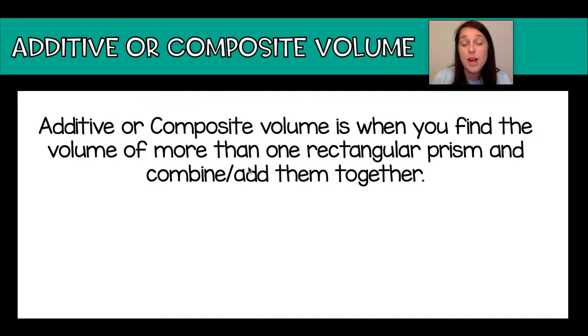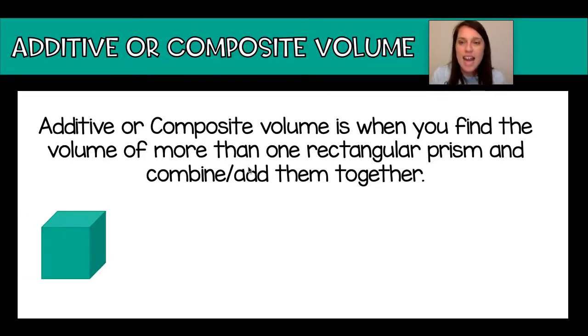Now, this is where I want you to take a deep breath. You might want to save this part for another day. If you haven't stopped yet and you have more time, continue with me. Additive or composite volume is when you find the volume of more than one rectangular prism. That's right, I said it, more than one.